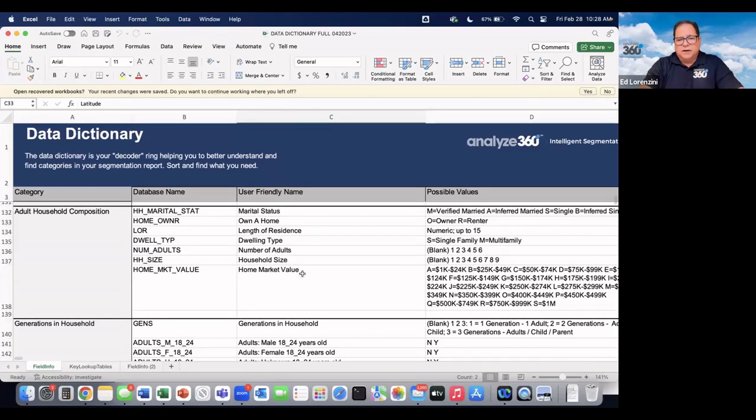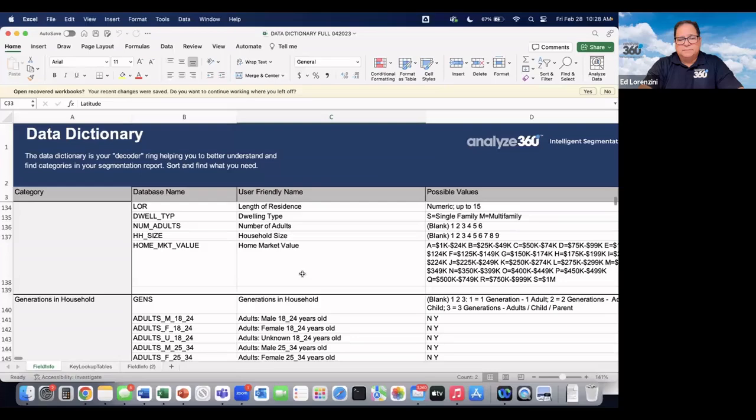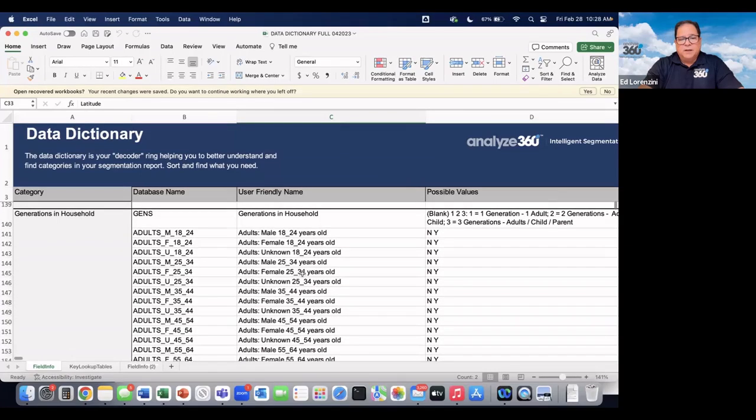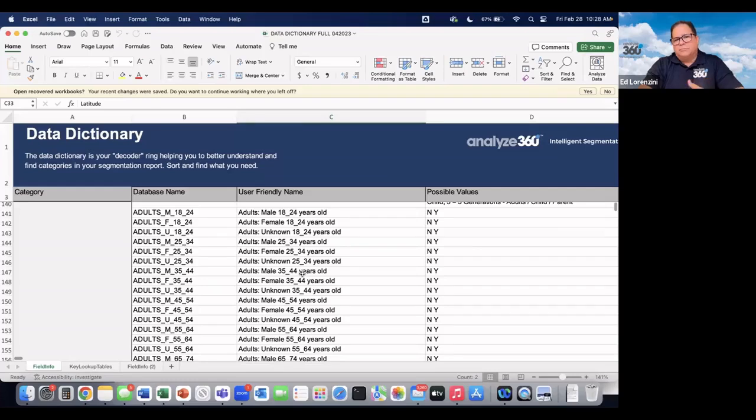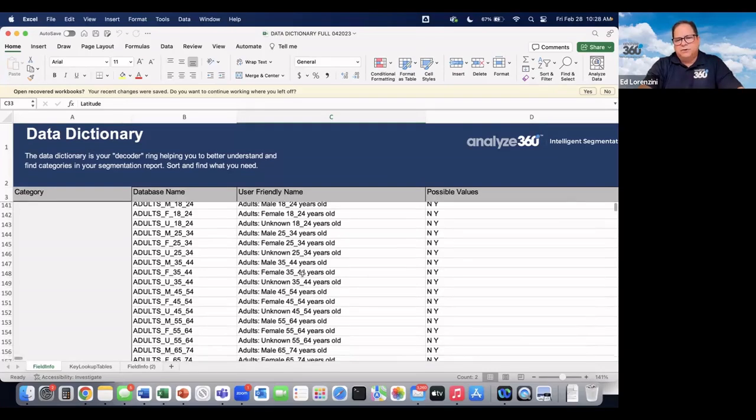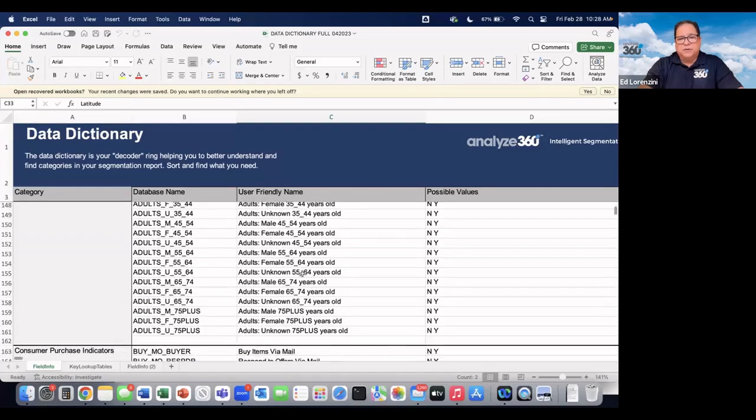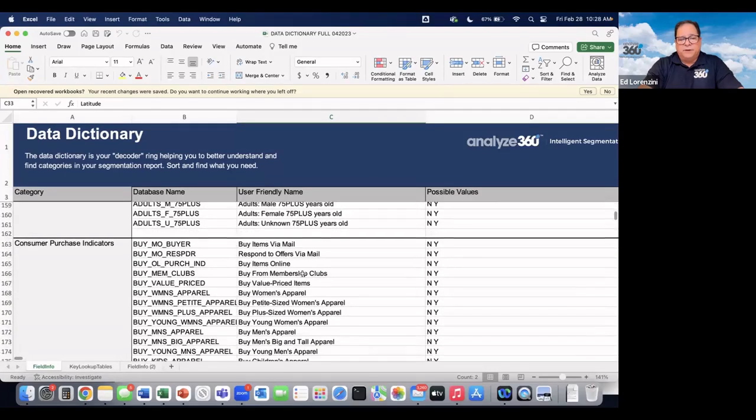We know if there's adults in the house, what type of household size they have. We know their home market value as well. We know if other generations are living in the home. Did your parents come back and move in with you? Are you younger and you move back in with your parents? This is increasingly common in the US, and we have that information.